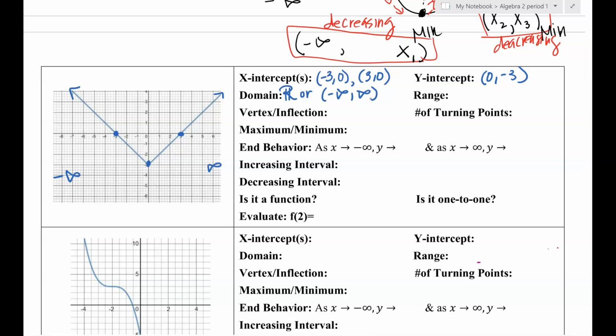The range is talking about all y values. So what is the smallest y value that we see? It's right here. The smallest y value is negative 3, and it goes upward. So back in the day, we would say y is bigger than or equal to negative 3. And the reason it is equal is because the graph is on negative 3.